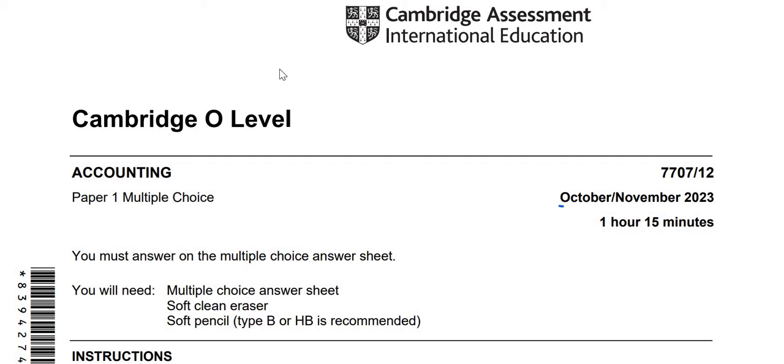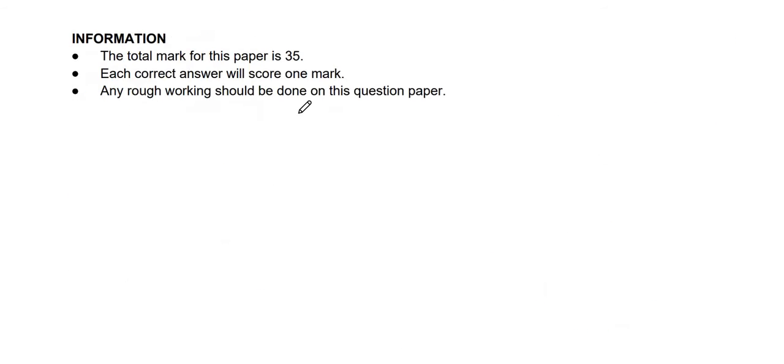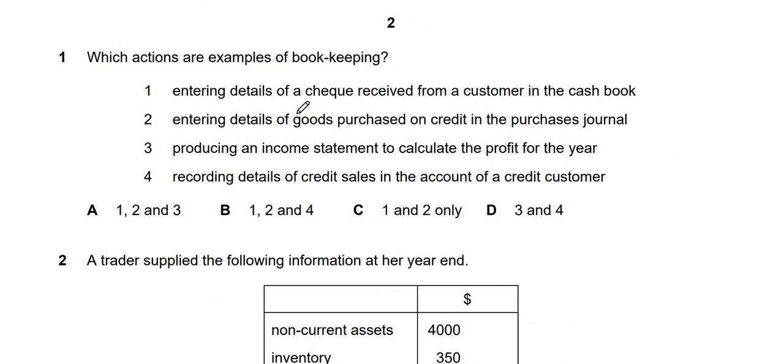Today we are solving October-November 2023 7707 paper 12 accounting. Alright, so the first question that we have over here, it says which actions are examples of bookkeeping. Alright, so entering details of a check received from a customer in the cash book, entering details of goods purchased on credit in the purchases journal, producing an income statement to calculate the profit for the year, or recording details of credit sales in the account of credit customers.